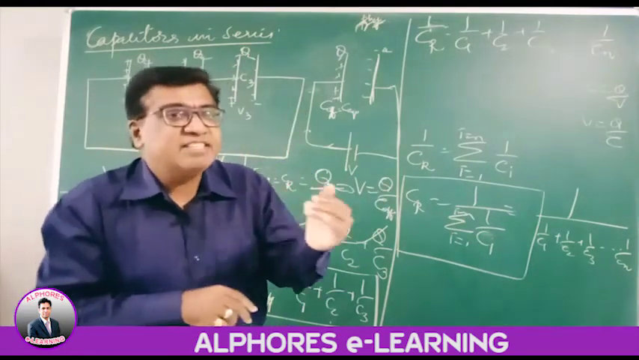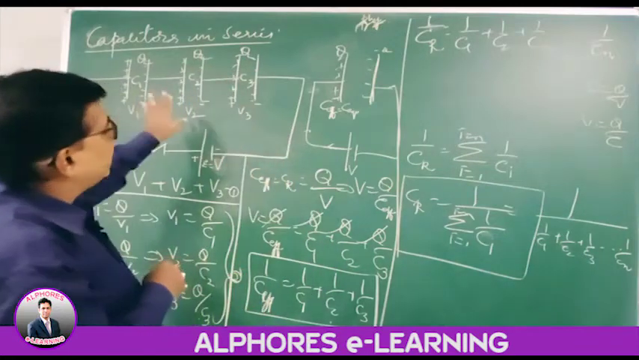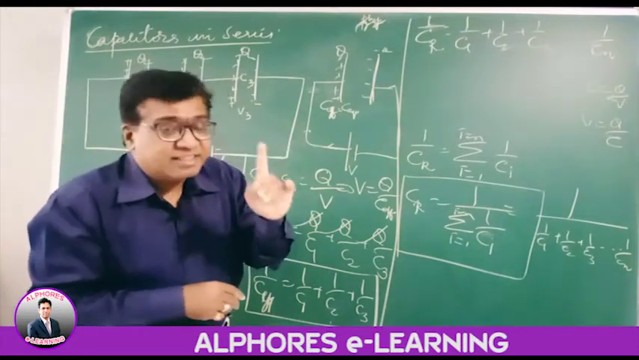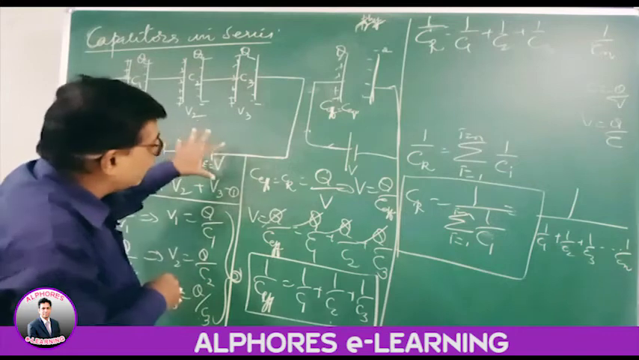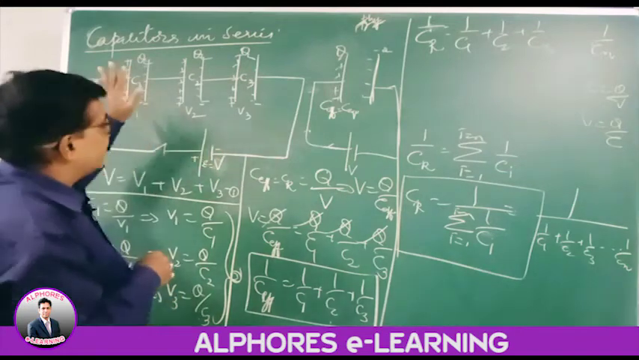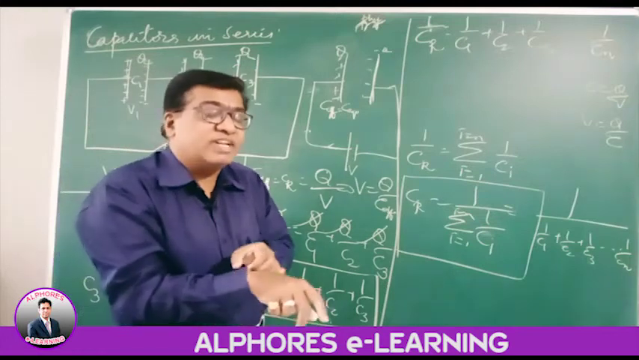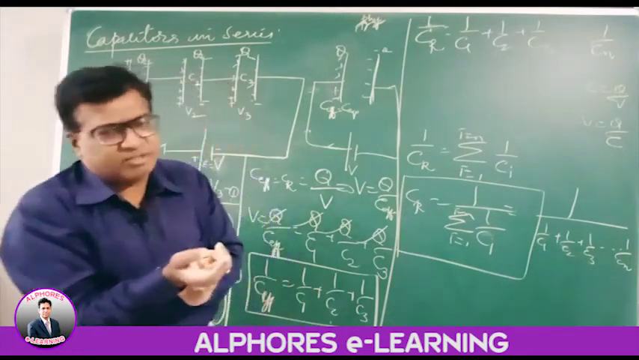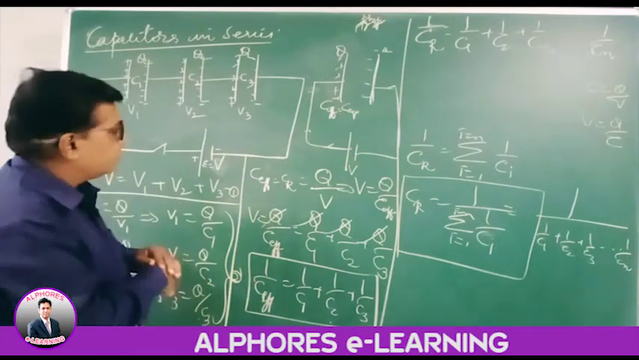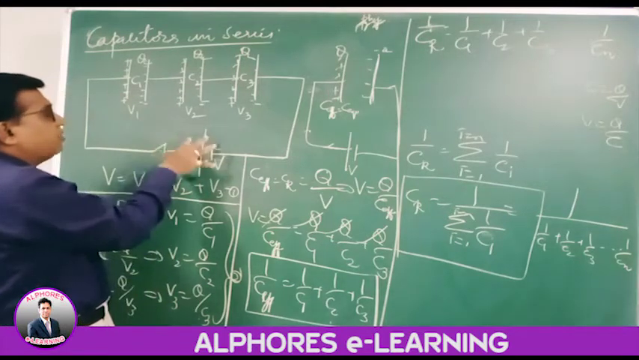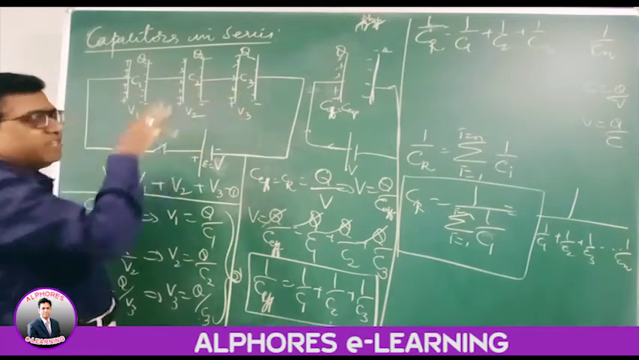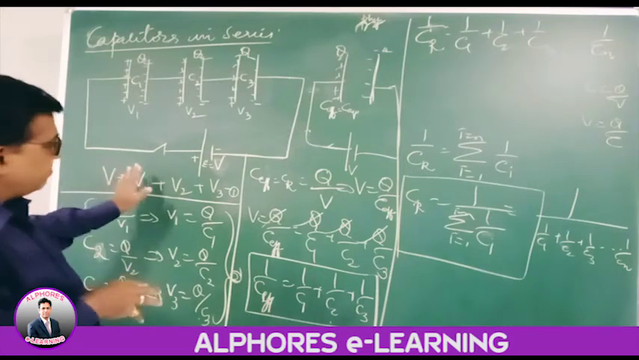Their individual potentials are V1, V2, V3, such that the total energy supplied by the source is equal to the sum of the individual potentials. Potential is work done per unit charge, so the total potential is the algebraic sum of the individual potentials. So V is V1 plus V2 plus V3.